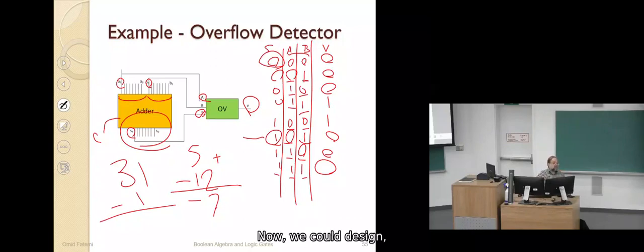Now we could design. Now that we have the truth table, so there is only 2, 1 here, so it would be easy. So what is that? S is 0, so S naught.